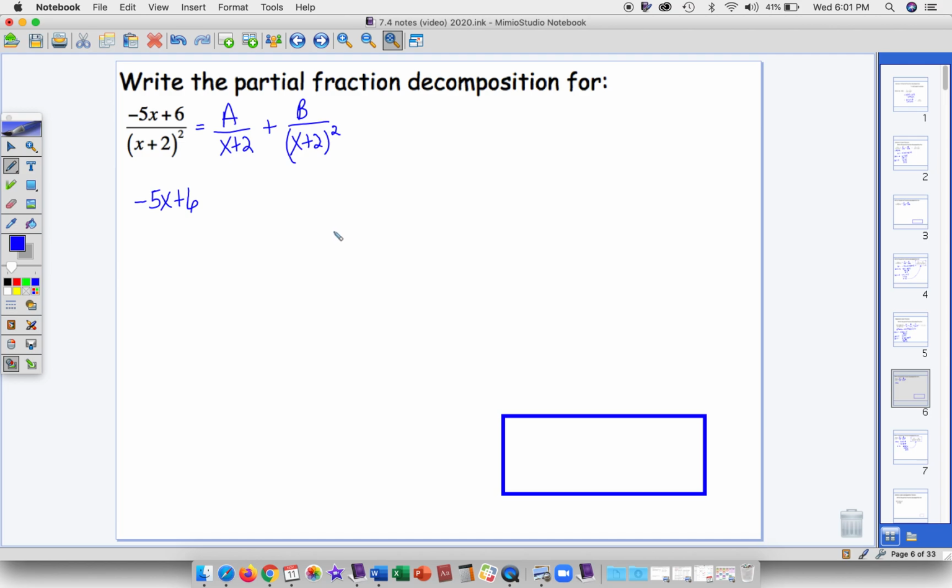Okay, the next example. Here's the partial fraction decomposition for, again, repeated linear factors. So I got you started with the setup. And then you continue from here, pause the video, come back when you're done, and we'll compare.